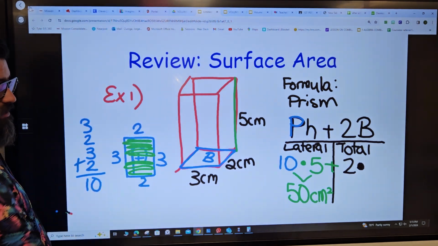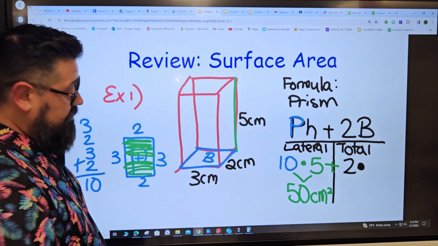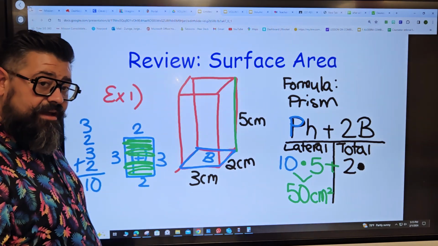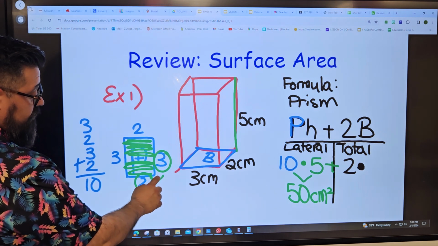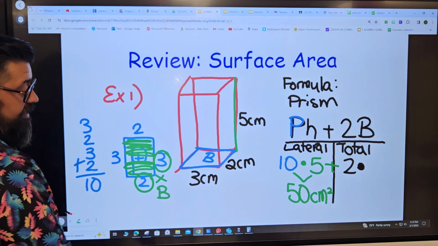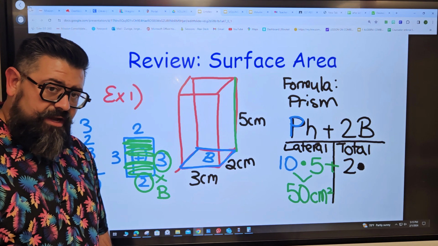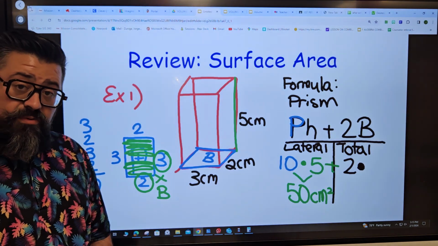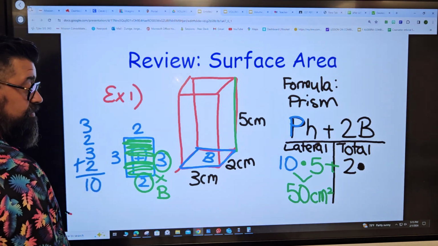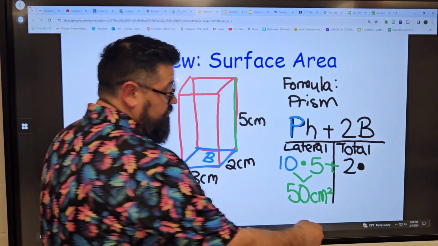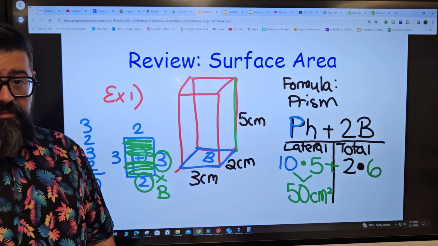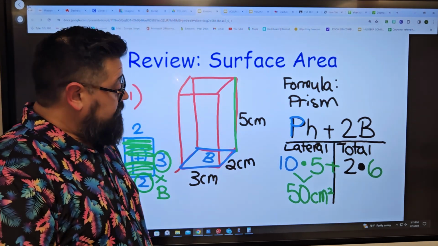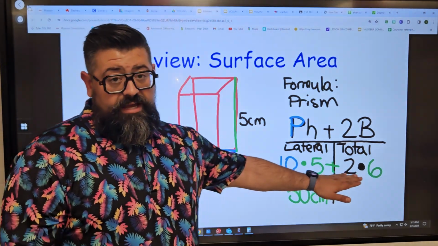So basically, what's the area of the base? All you're going to do is this. To find the area of a rectangle, you're just going to circle the length and width. You're going to multiply, and that should give you your area of the base, right? So in this case, what's 3 times 2? So 3 times 2 is going to give you 6. So you're just going to put 6 right here. All right, so now what you could do is put all of this in your calculator, right?